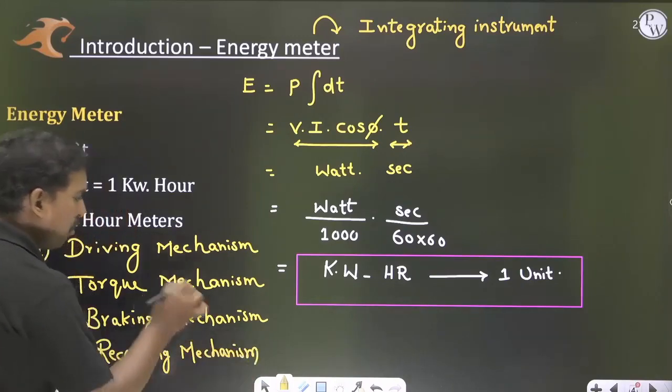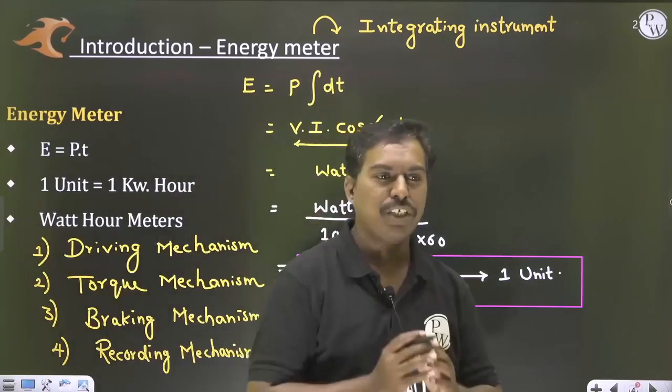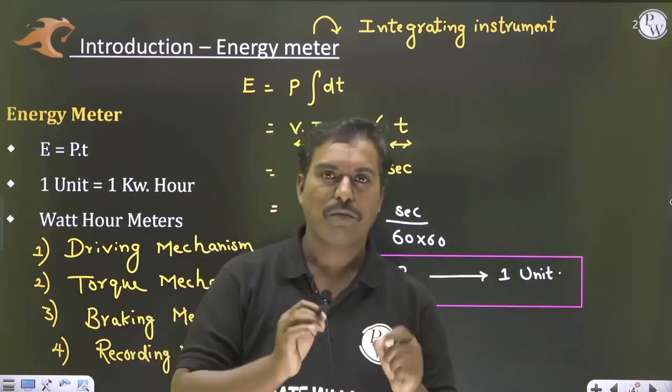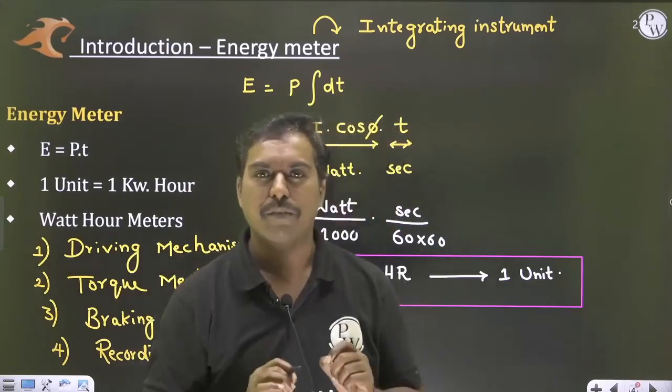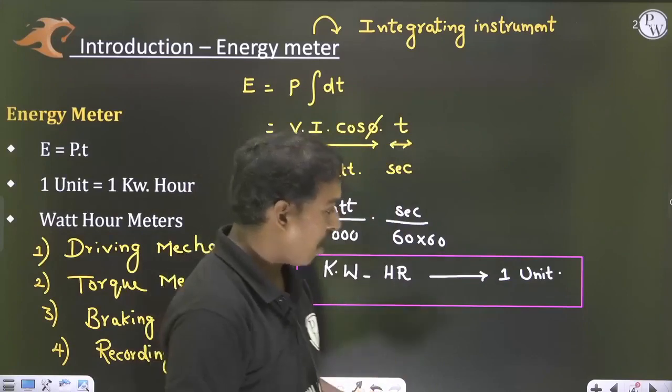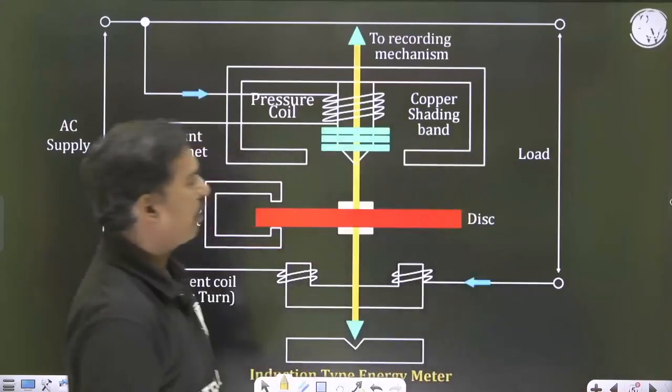So these are the four mechanisms involved in the energy meter. From here we will go in a theoretical way for 10-15 minutes, because on the construction of the energy meter also you should have clarity.